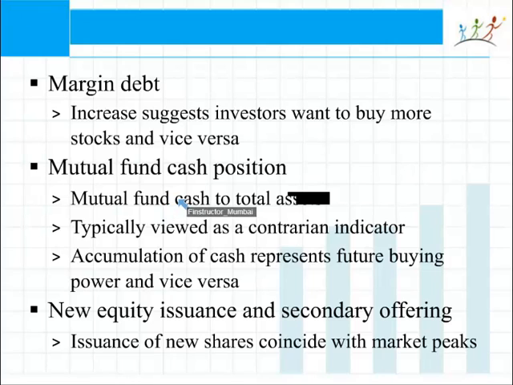If mutual funds are holding a lot of cash, it represents future buying power. So you should buy into it because mutual funds are expected to buy soon. Similarly, if mutual funds are not holding any cash, that is, they have invested all the money in the market, then it is expected that in the future they may have to redeem, or they may have to sell their assets, or there may be selling pressure in the future. So a low mutual fund cash position means sell. A high mutual fund cash position means you should buy, according to technical analysts.